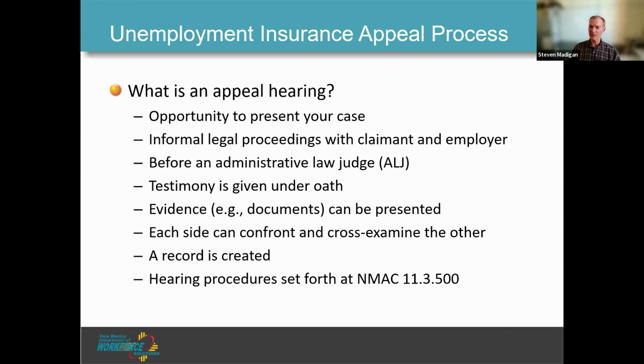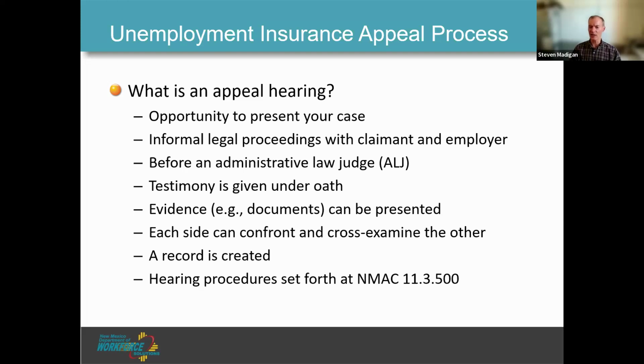It's presided over by an administrative law judge who is an employee of this agency. All testimony is given under oath. Any evidence, documentation can be presented and should be presented, whatever you may have to support your case. Each side does have the opportunity to cross-examine the other side, so to ask questions, which is good in that a record is created. And again, that's what would be reviewed at the next step if it is appealed further.